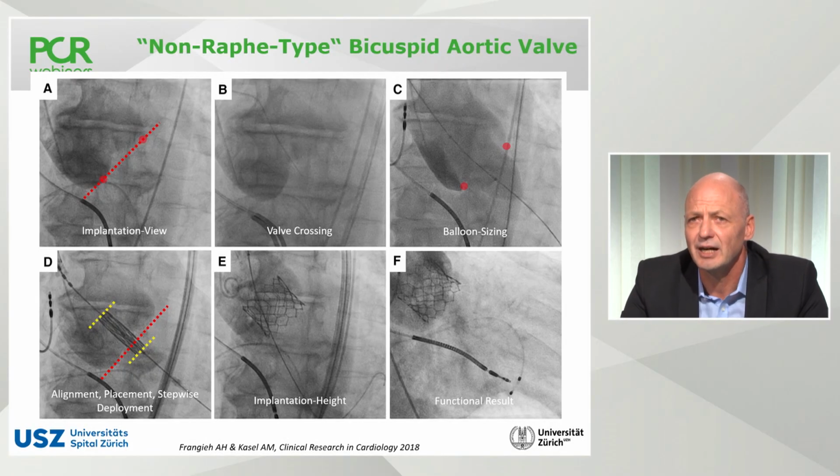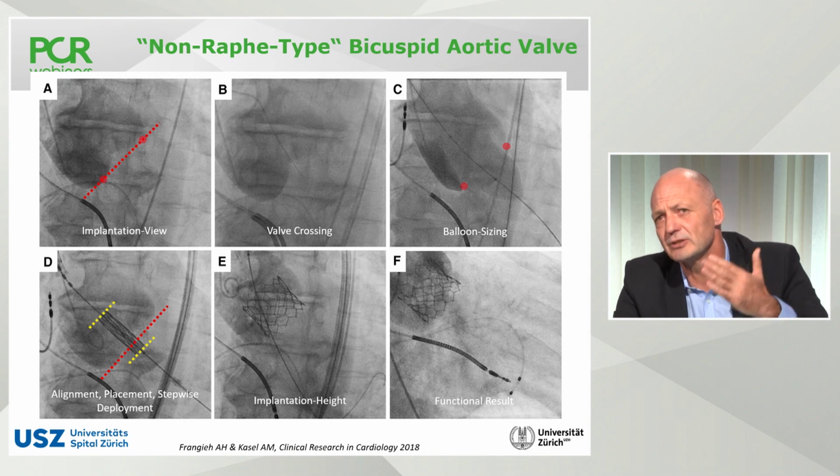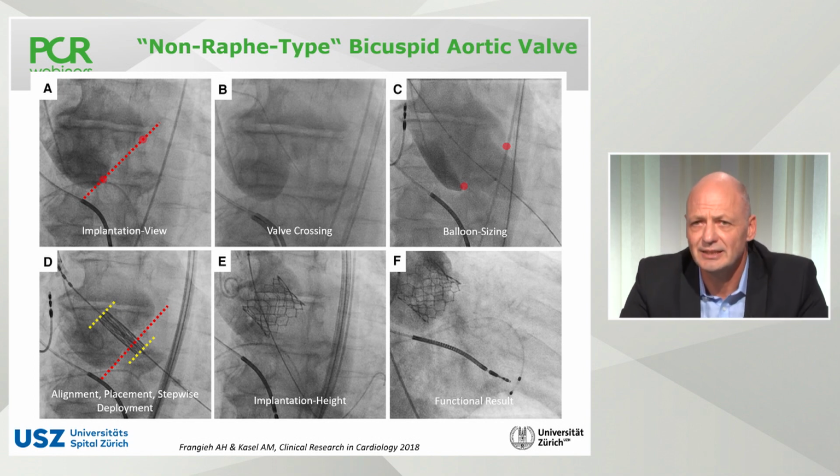Yep. I mentioned balloon sizing. We do it in most cases. And then once back to the implantation view, in D we show how we align in addition the valve itself. So look that the valve frame is aligned. This is also used by CoreValve. We have the ring, we align the ring. It's the same we can do with the Sapien valve.